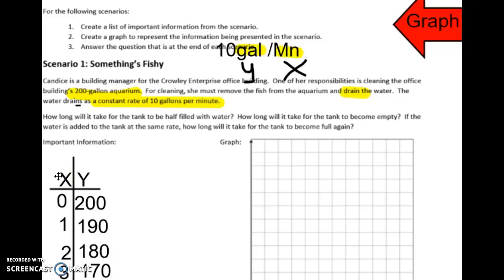Okay, so I'm going to press pause on my video, and I'm going to ask you to do exactly the same. I want you to label your x-axis in minutes, your y-axis in gallons, and I want you to plot these 4 ordered pairs. All right, press pause and complete your graph.